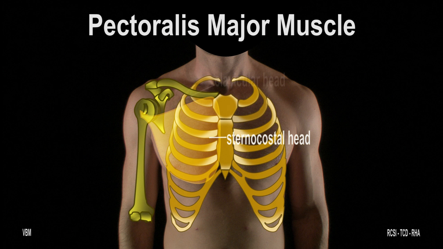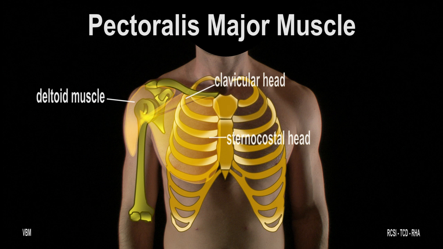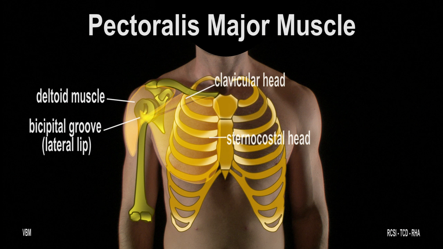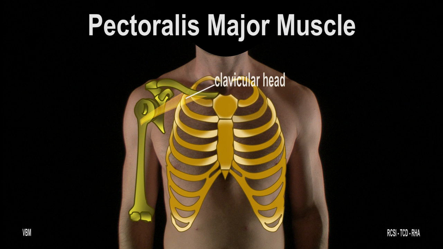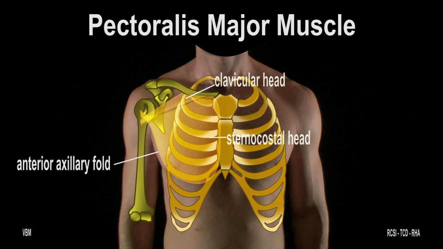Laterally, the two heads converge into a narrow tendon that passes deep to the deltoid muscle and inserts into the lateral lip of the bicipital groove of the humerus. The clavicular head fibers overlap and insert lower than the sternocostal head fibers that insert higher into the capsule of the shoulder joint. The pectoralis major muscle forms the bulk of the anterior axillary fold.